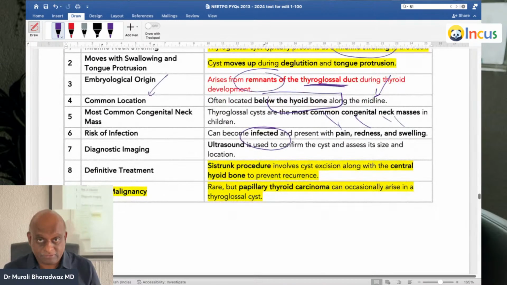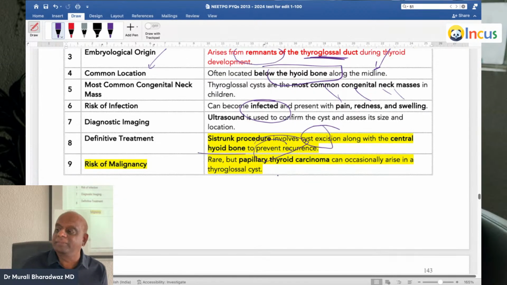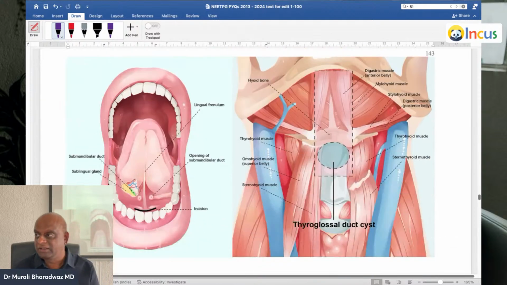And what do we do to treat that? Sistrunk operation, where we do the excision of the cyst along with the central hyoid bone to prevent recurrence. Rarely, papillary thyroid cancer can arise from the thyroglossal cyst.